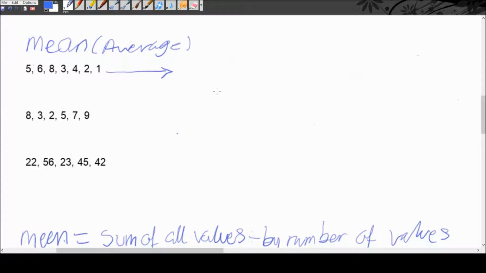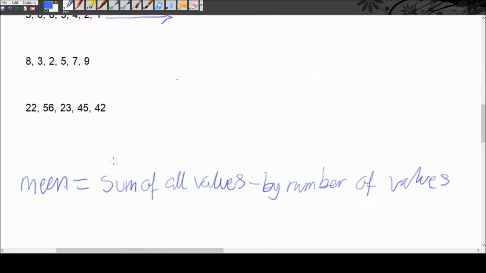And today we are going to be looking at calculating the mean, sometimes known as the average. Okay, so the average or the mean of this data. How do we calculate the mean of the data? Well, we've got a definition here for the mean.